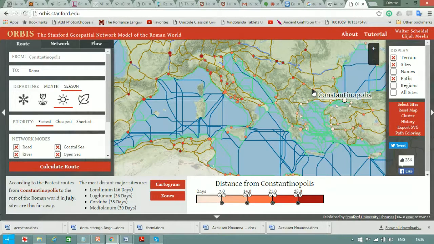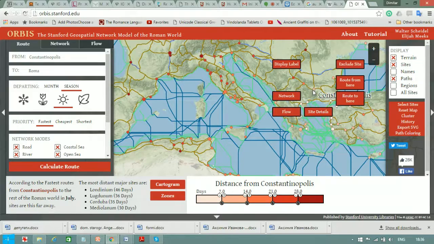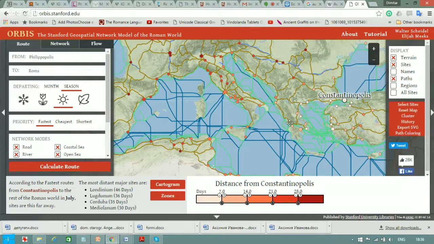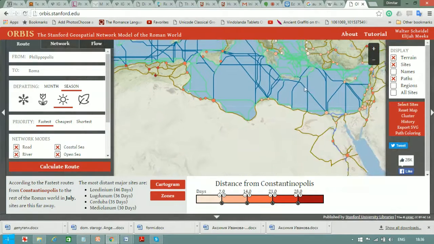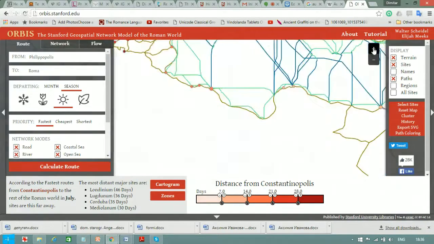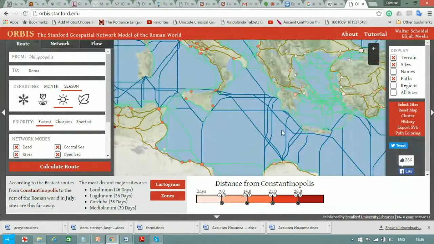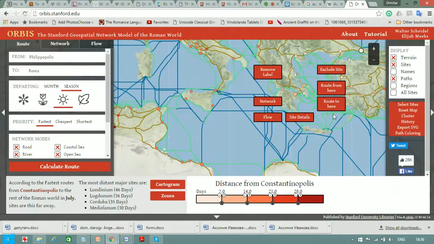It contains only some, so we will not be able to calculate the route from Augusta Traiana or Beroe, but we will calculate it from Philippopolis, which is today's Plovdiv, which is near enough, and to Peloponnesus. They don't have Sparta, but to Corinth, let's say.